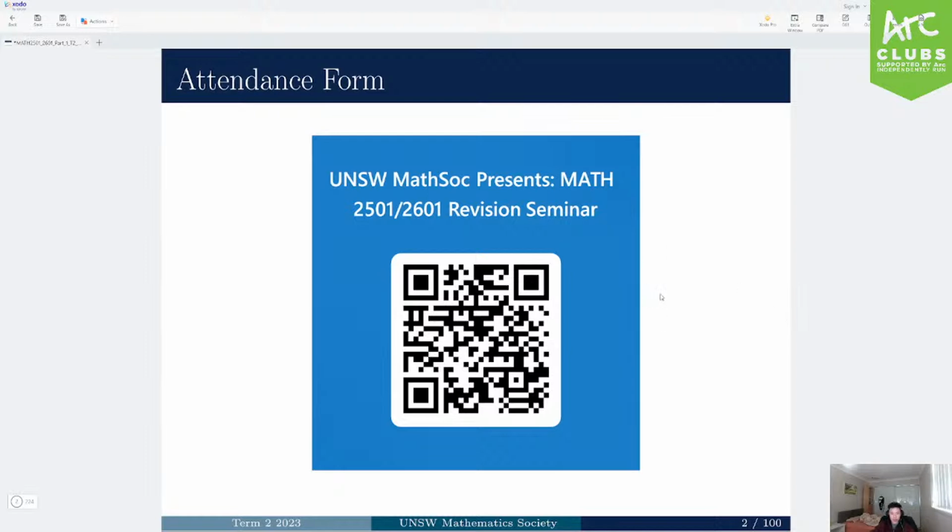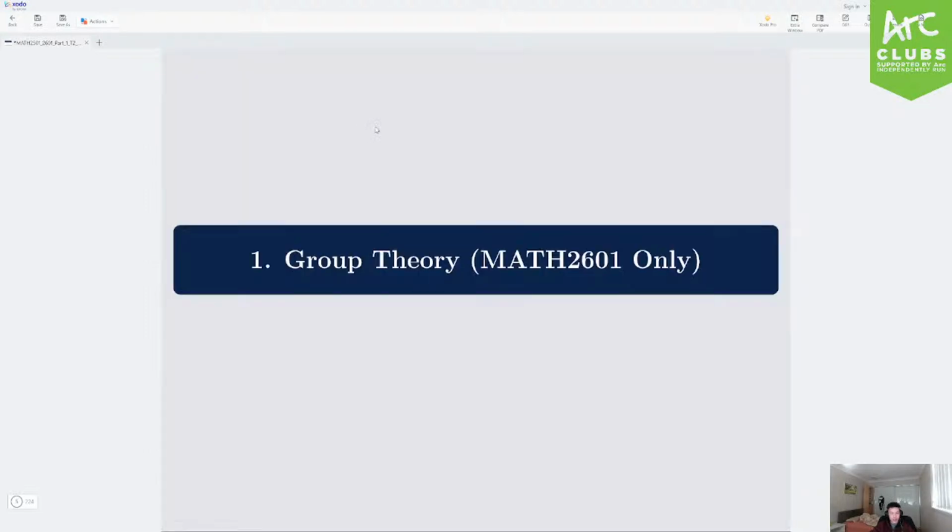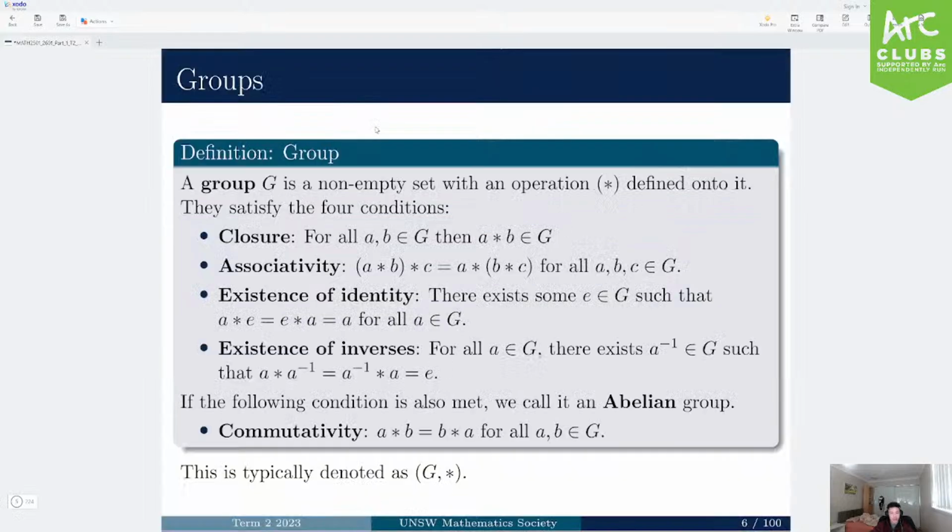Alright, let's move on. So I'm going to be presenting the first two topics, group theory and vector spaces. Now, group theory is for Math2601 only, so if you're doing Math2501, you don't need to worry about this first topic. But obviously, if you're interested, you can just tune in and learn about some groups and fields. Alright, part 1, group theory.